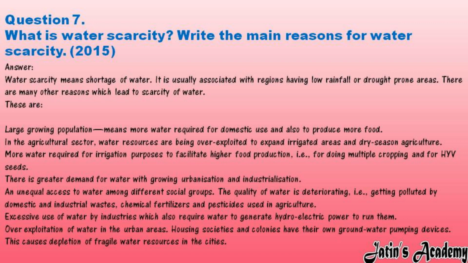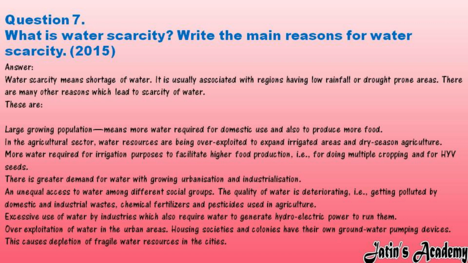An unequal access to water among different social groups. The quality of water is deteriorating, i.e., getting polluted by domestic and industrial wastes, chemical fertilizers, and pesticides used in agriculture. Excessive use of water by industries, which also require water to generate hydroelectric power to run them. Overexploitation of water in the urban areas.